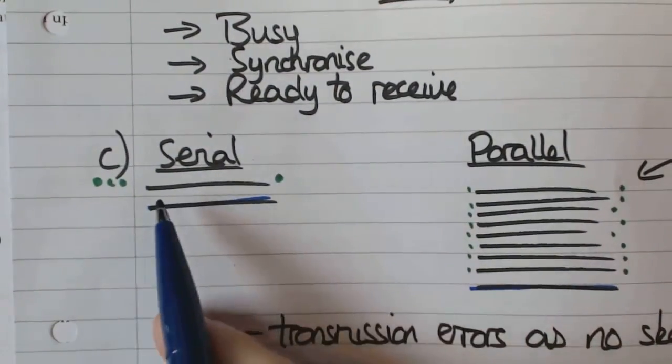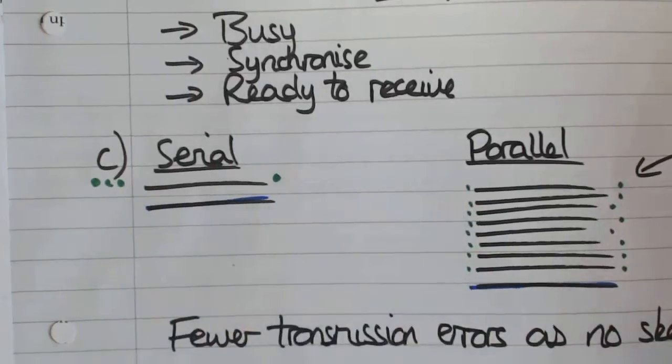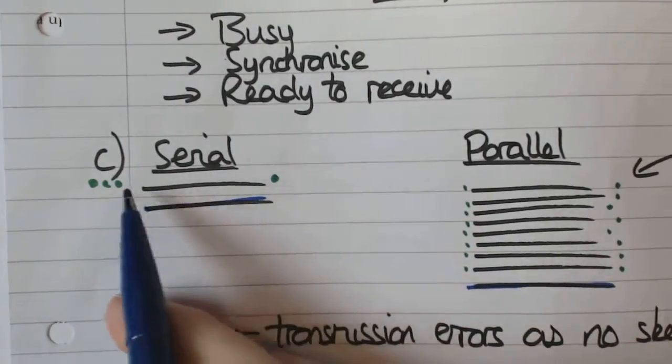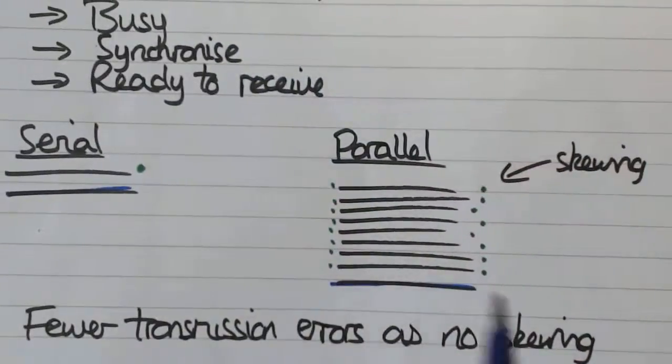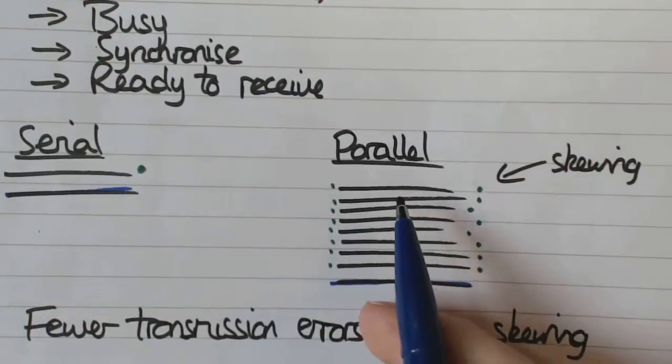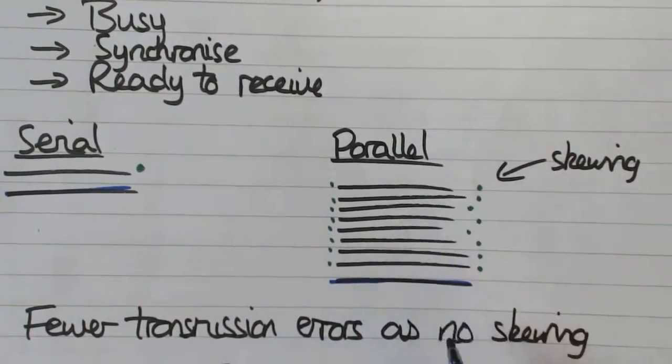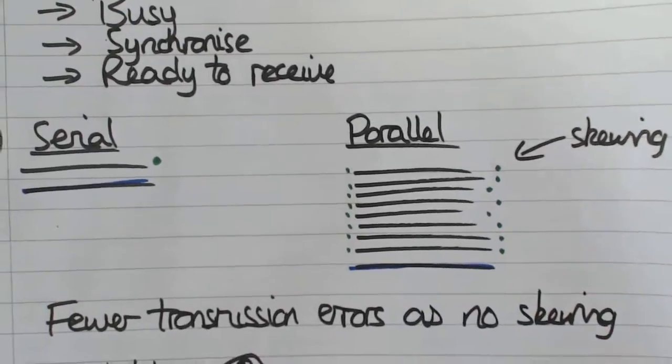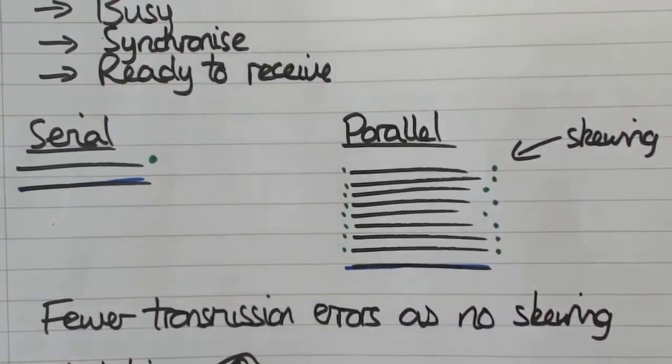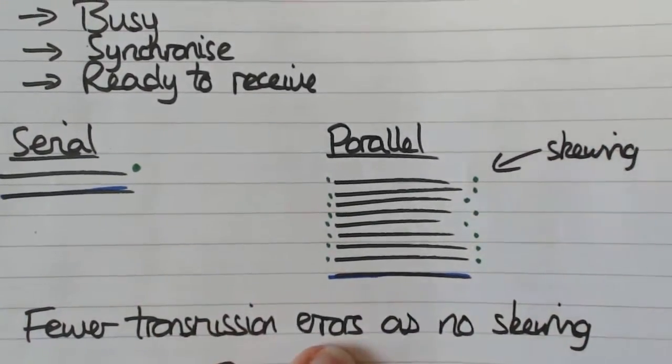So serial doesn't have this, it's just one at a time. Okay, so that's like one water slide, one person comes out at a time. This is like 8 water slides in which you're trying to time everyone to end at the swimming pool at the exact same time. Doesn't always happen, so there is fewer transmission errors because that's the key word, there's no skewing.